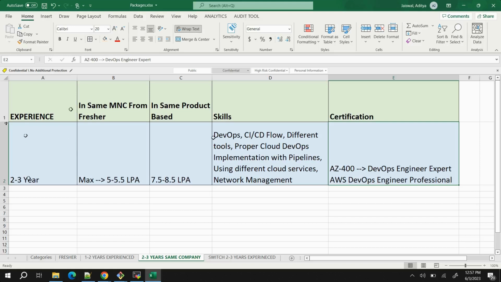Okay, now considering the skills after 2 to 3 years experience, you should have the previous skills, but you should also have mastered writing fully fledged pipelines. And you should know writing proper pipelines in cloud DevOps platforms also. And you should be very familiar with using different cloud services, like if you are using Azure, then you should be very familiar with Azure Functions, then Azure Logic Apps, then Databricks.